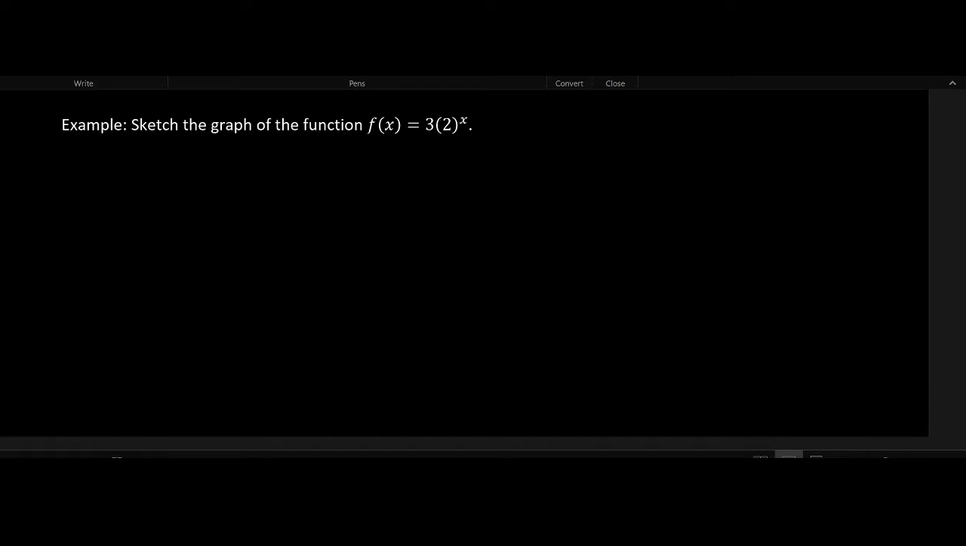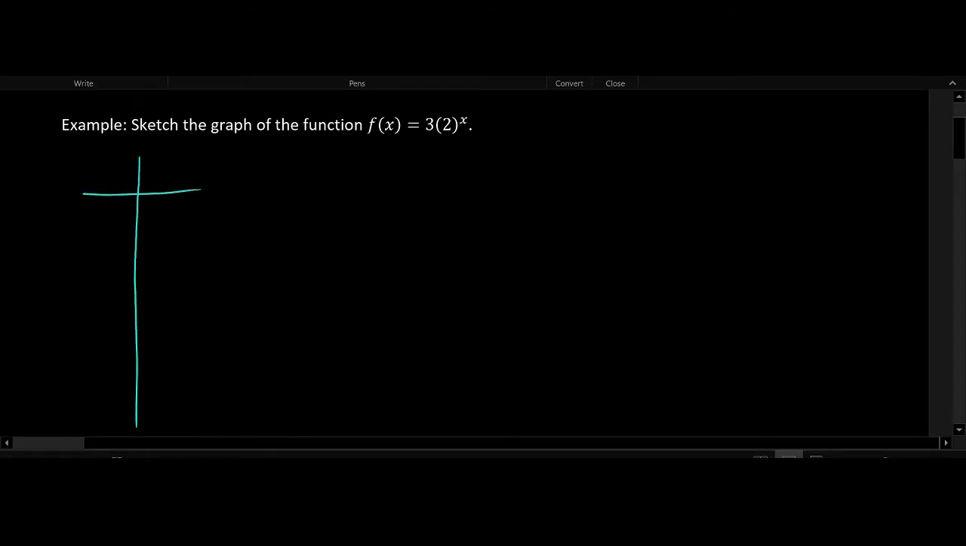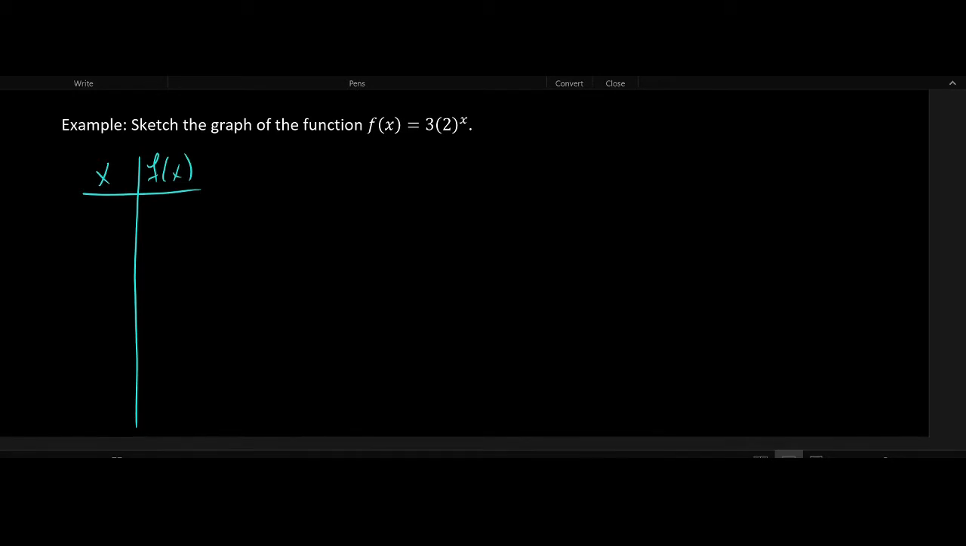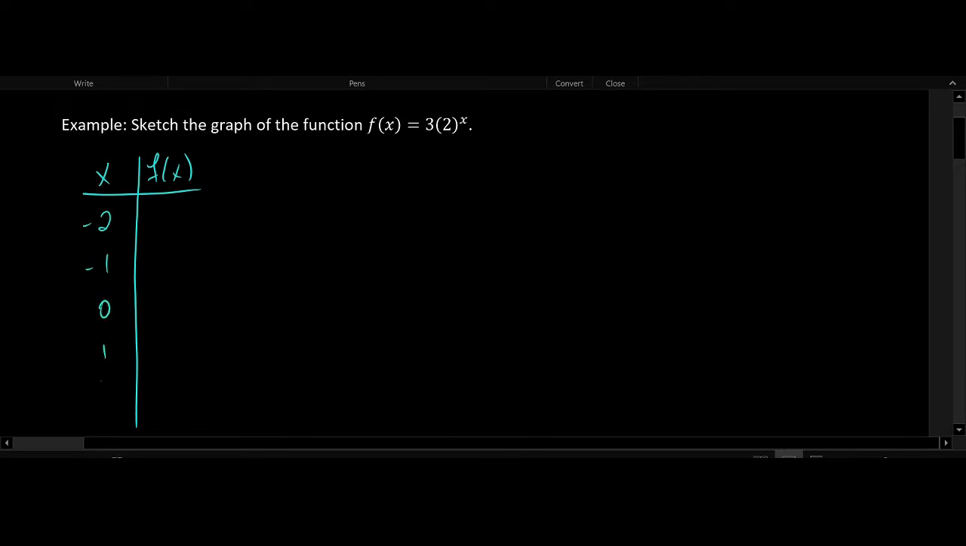Now, when you are graphing a function by hand for the first time, it's helpful to establish a table of values for the function, a table of xy pairs. So let's scatter a couple of x's in this table and let's calculate the associated y value so that we have some xy pairs that we can use for our graph. So let's try x equals minus 2, minus 1, 0, 1, 2, and 3.